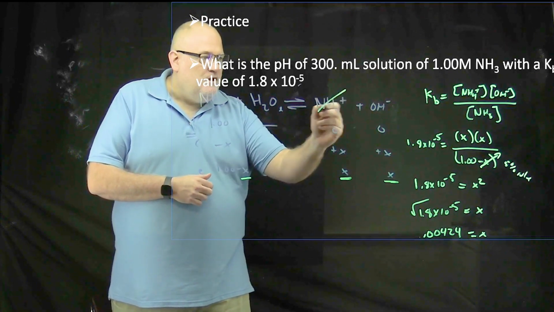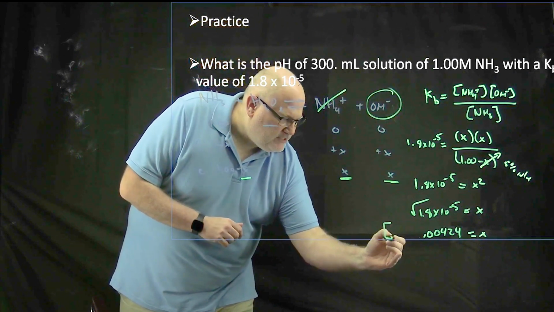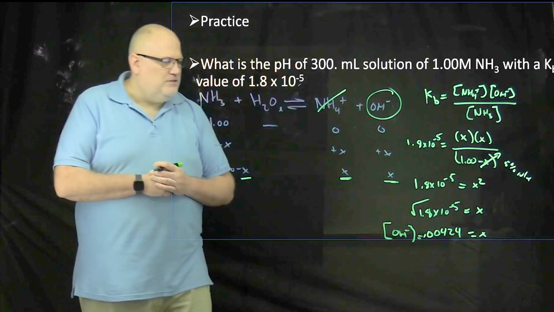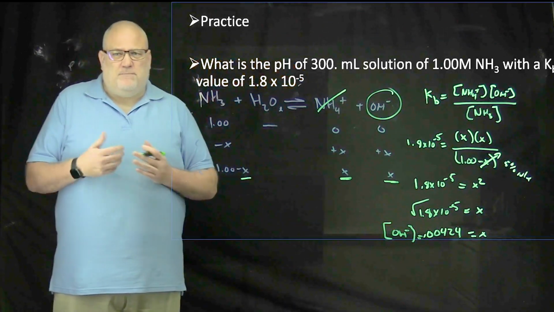We are done with that. What we care about is the OH minus. So somewhere in here, you need to make the relationship that OH minus is equal to 0.00424. Now, the question asks for the pH, right?